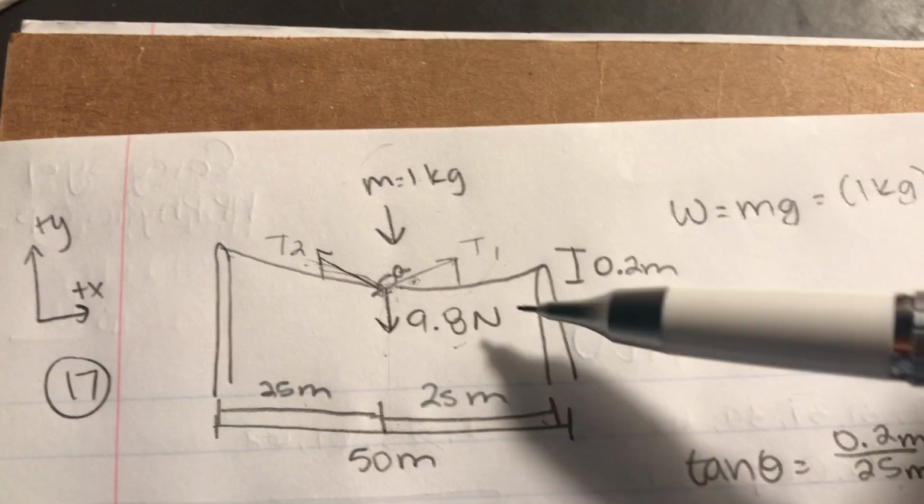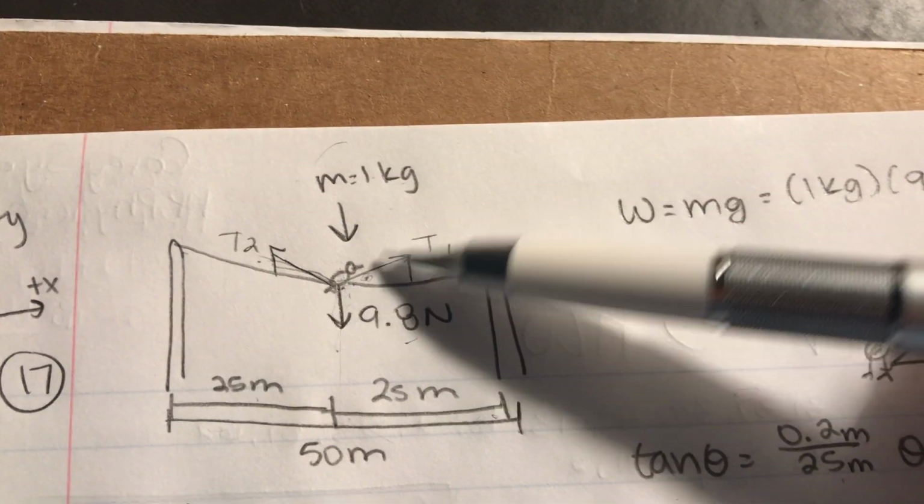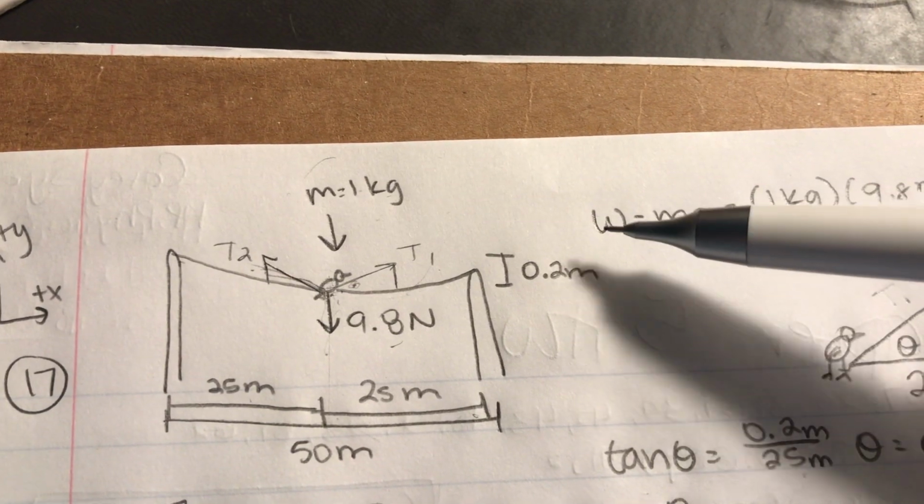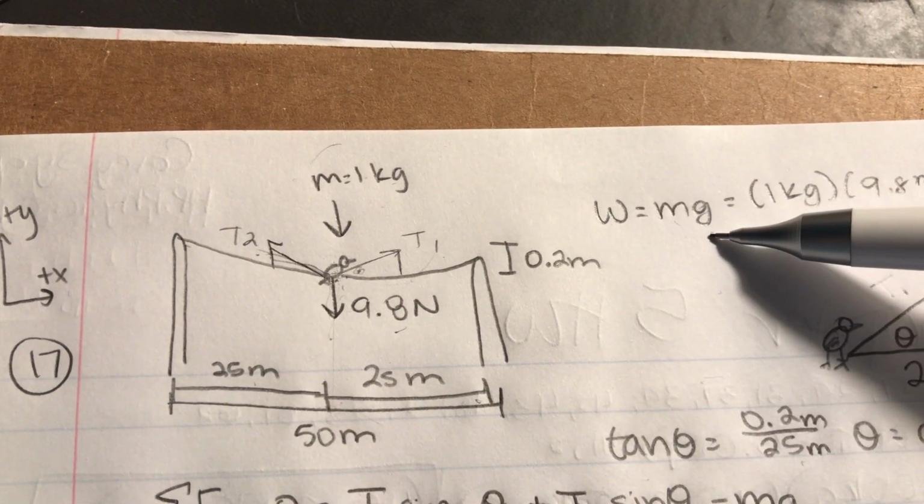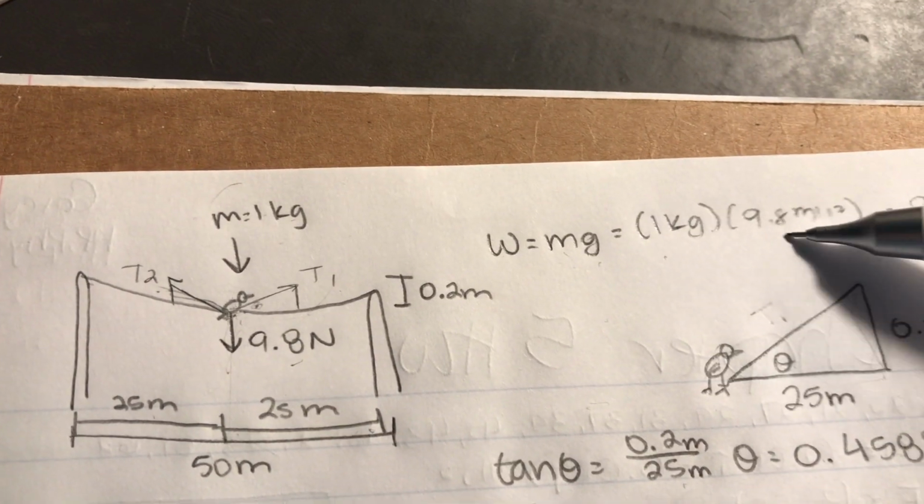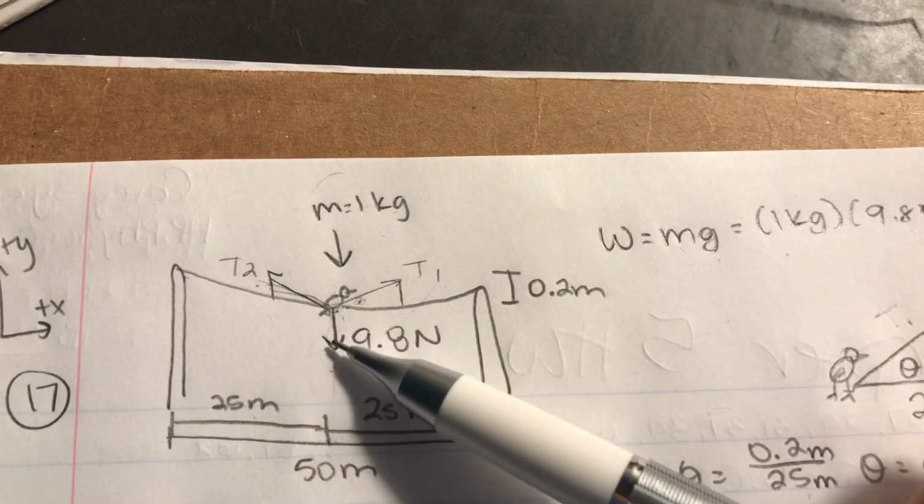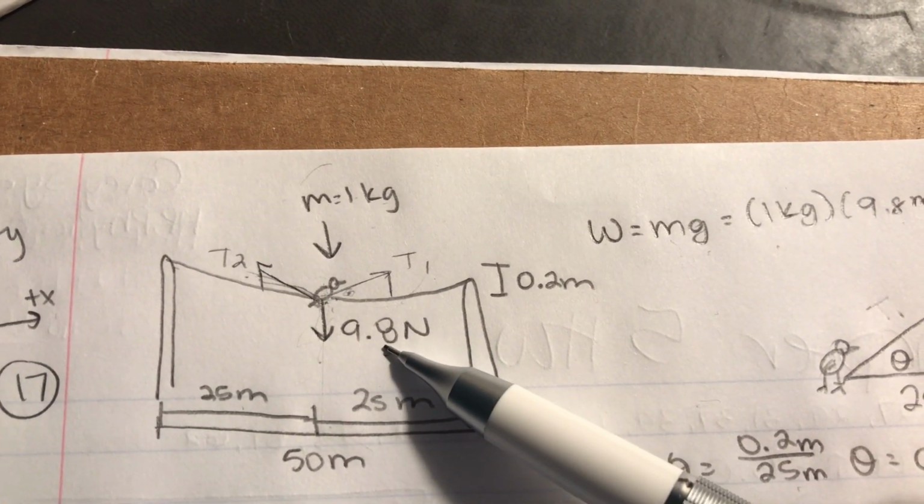So here's the bird sitting on the wire, and we know that its weight is going to be mass times gravity, and it has a mass of 1 kilogram, so we multiply that by 9.8 meters per second squared to get a weight of 9.8 newtons. So in my free body diagram, I will draw 9.8 newtons going down.